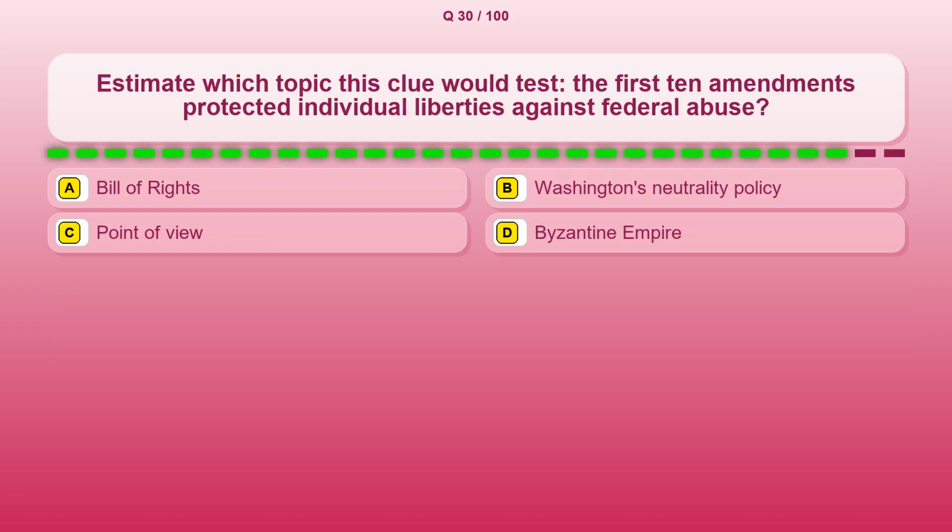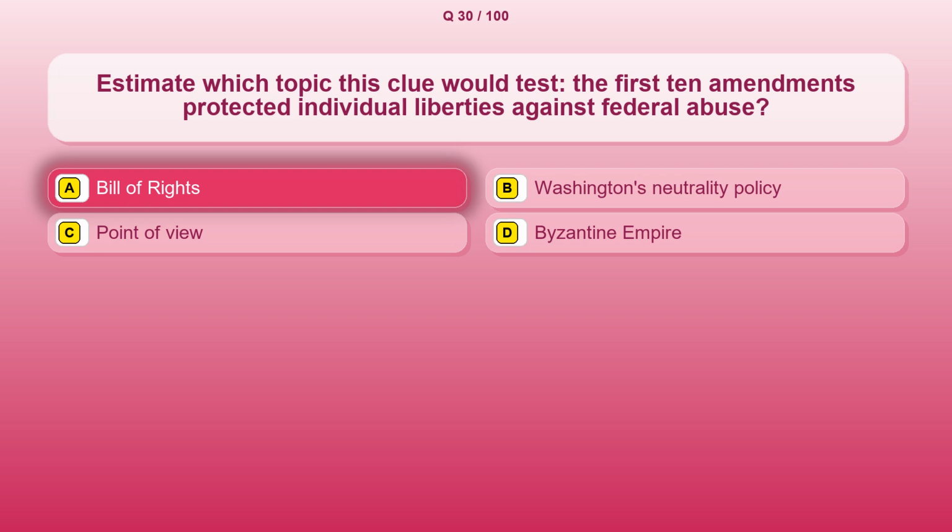Question 30. Estimate which topic this clue would test. The first 10 amendments protected individual liberties against federal abuse. Option A, Bill of Rights. Option B, Washington's neutrality policy. Option C, point of view. Option D, Byzantine Empire.